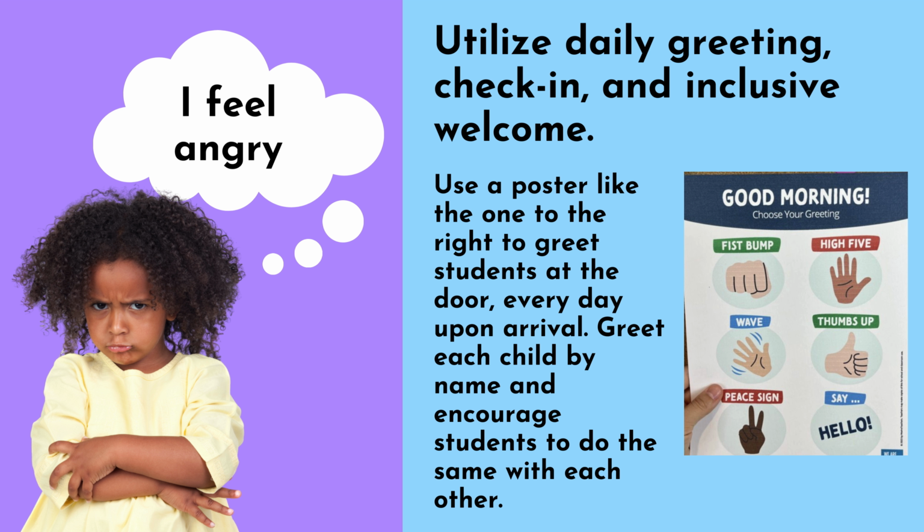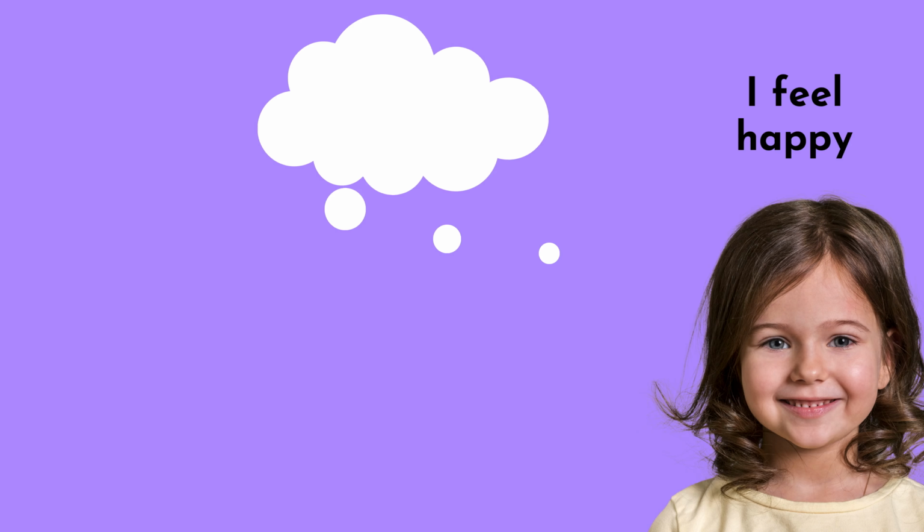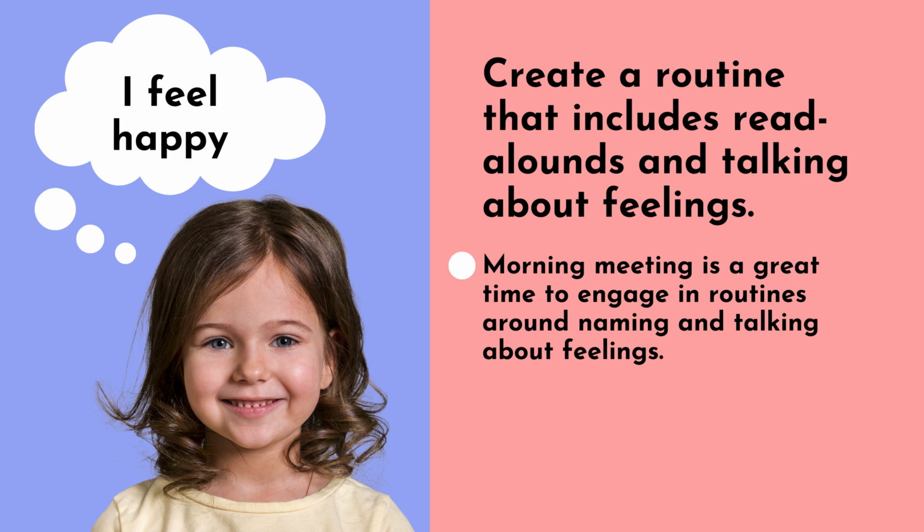Now that we've established a positive start, let's explore how to create routines that help students express and understand their emotions. With greetings setting a positive tone, integrating routines around discussing feelings is the next step. Morning meetings are ideal for naming and talking about emotions. Use a feelings chart to help students articulate their emotions and share what's making them feel that way. As students become familiar with basic emotions, gradually expand their emotional vocabulary.